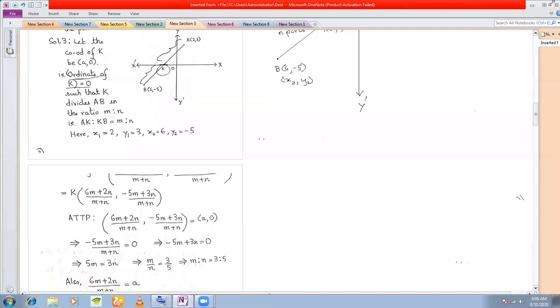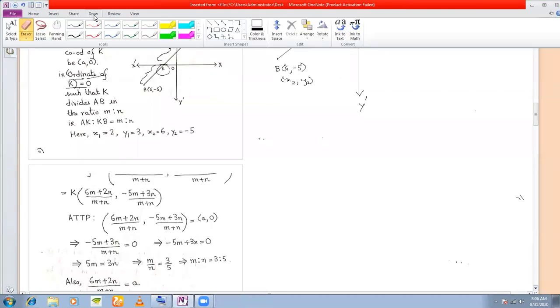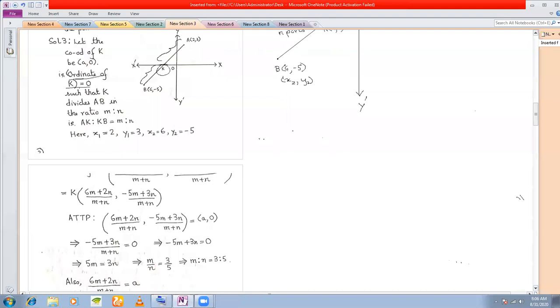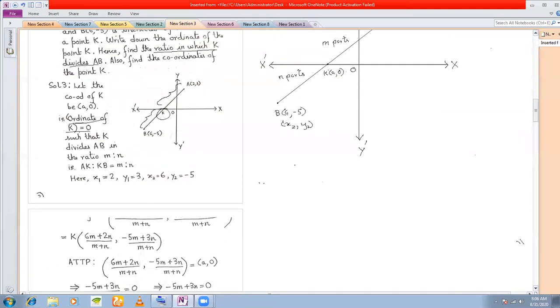of the question. The first part of the question was write down the ordinate of K. So what is the ordinate of this point K? The ordinate of the point K is 0, because the y coordinate of this point is 0.